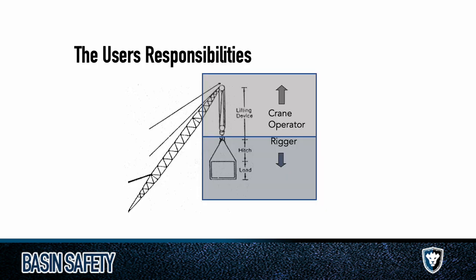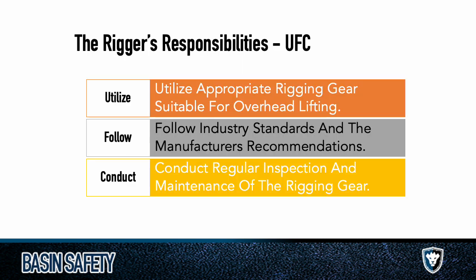All right, so we're going to look at the user responsibilities. So there are 2 users. We have our riggers, and then we have our crane operators. Once the physical components of the crane stop, meaning the hook from the rigging, that's where the rigger responsibility starts. So the crane operator is responsible for everything up to the hook, and the rigger is responsible for everything afterwards.